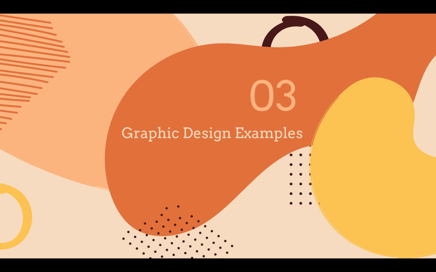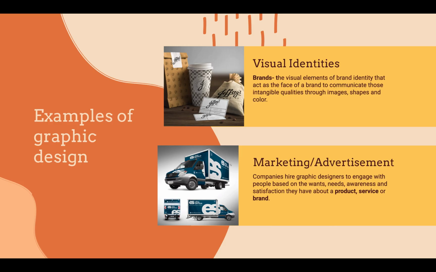Graphic design examples. So some examples of graphic design that a graphic designer might make. The very first one is visual identities. Visual identities deals with brands. So these are the visual elements of a brand identity that act as the face of a brand to communicate those intangible qualities through images, shapes, and color.